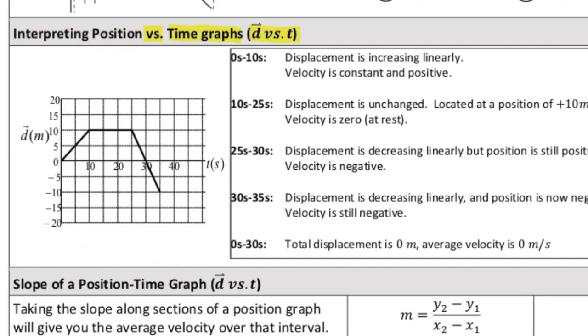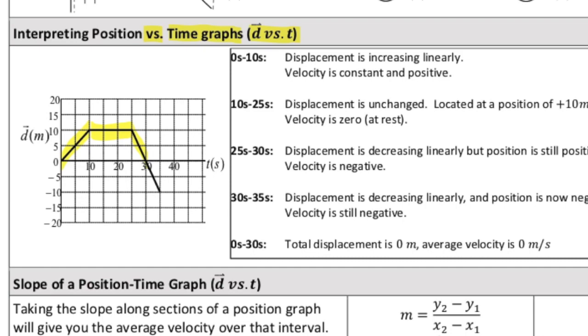So in this first section, our displacement is increasing, which means that we are experiencing a positive velocity. In this time segment here, we're staying put, which means that we are at rest. We're not moving at all. Now in this time section here, we're walking backwards. So our motion is negative, but our position is still positive.